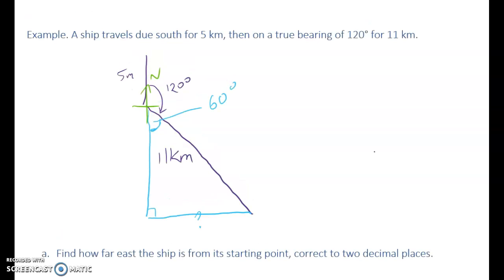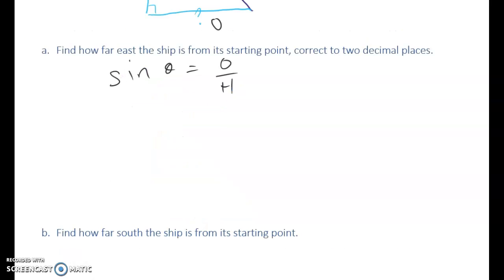Okay, so I've got my triangle, I've got my information, I'm going to label some sides. So this is my hypotenuse, this is my opposite, and this is my adjacent. I have a hypotenuse, I'm looking for my opposite, so I'm going to use the sine ratio. Sine theta equals the opposite over the hypotenuse. We have got a sine of 60 degrees. We don't know our opposite, but it was 11 kilometers for the hypotenuse. I nearly wrote h again.